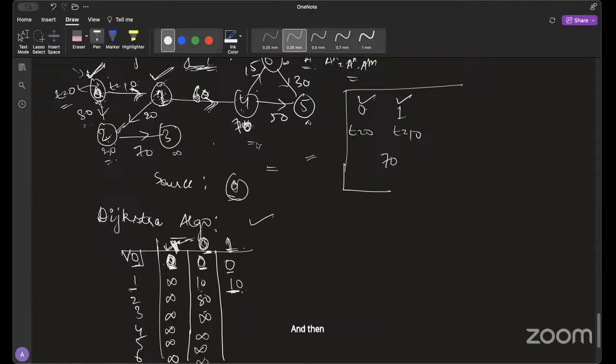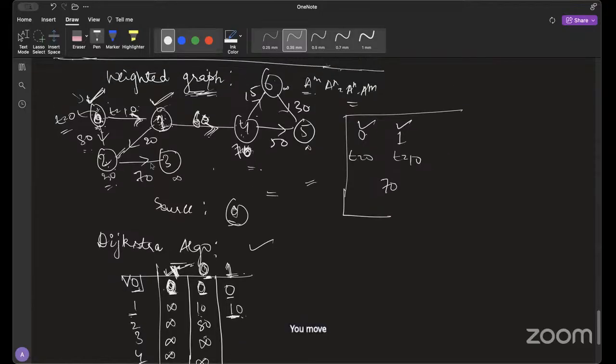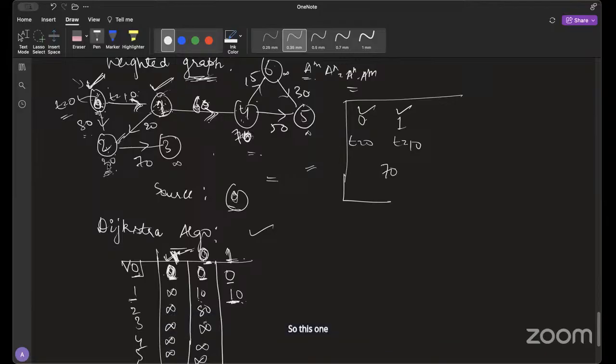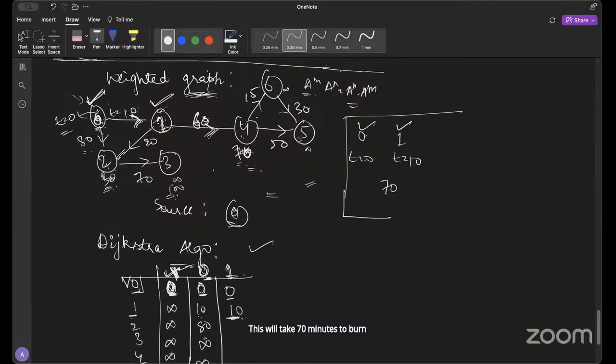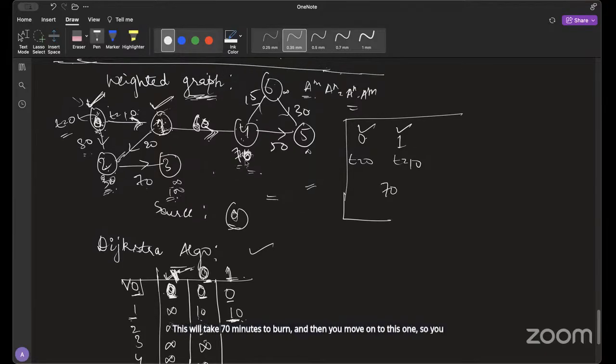And then you move on to the next ones that are connected. So you again pick the shortest time, so this one is the smaller time. So you pick the 30. And then you move on in this direction. So 30 plus 70 is going to be 100. This will take 100 minutes to burn. This will take 70 minutes to burn. And then you move on to this one. So you'll have 70 plus 50.